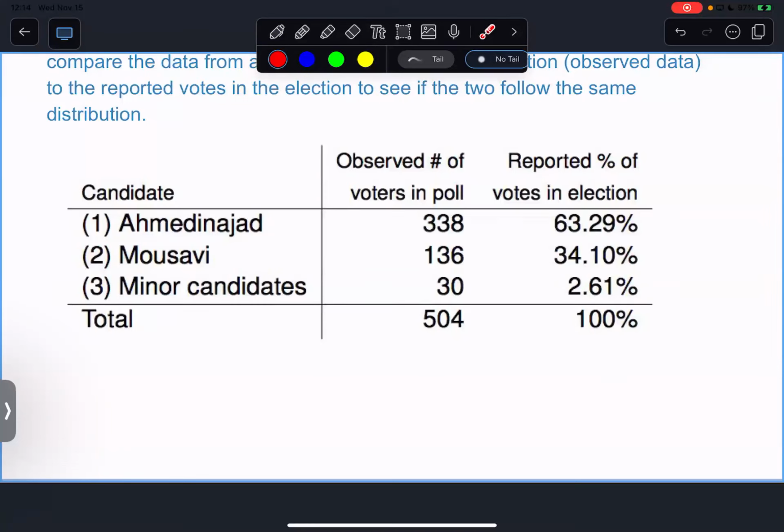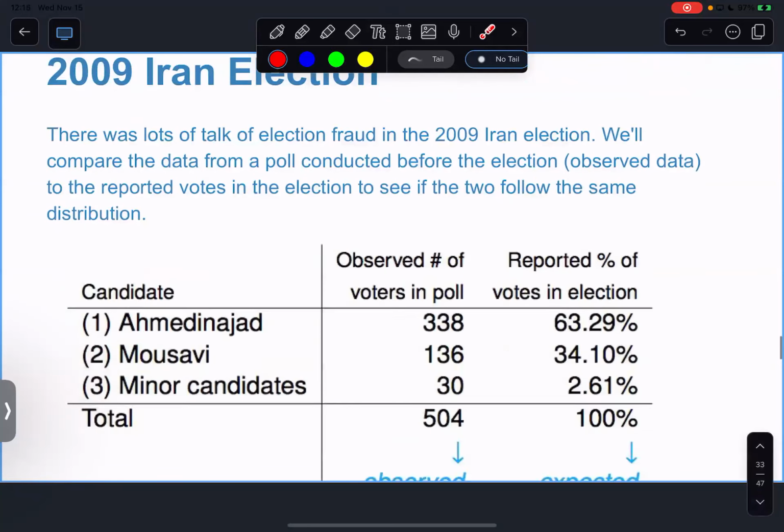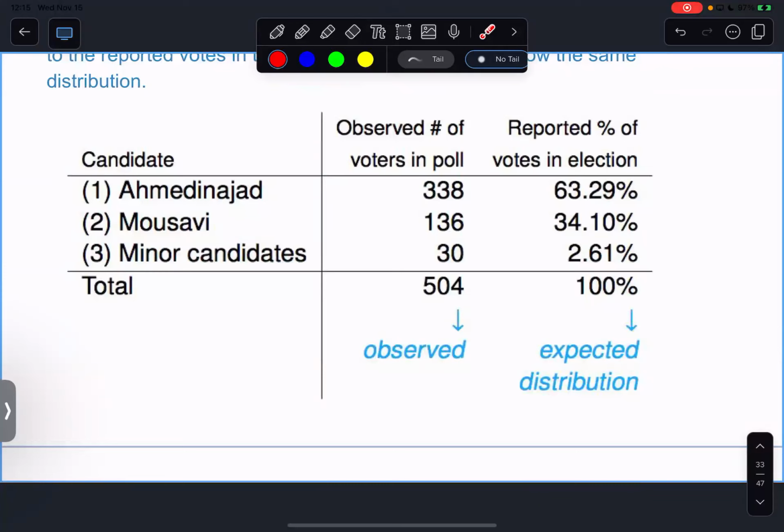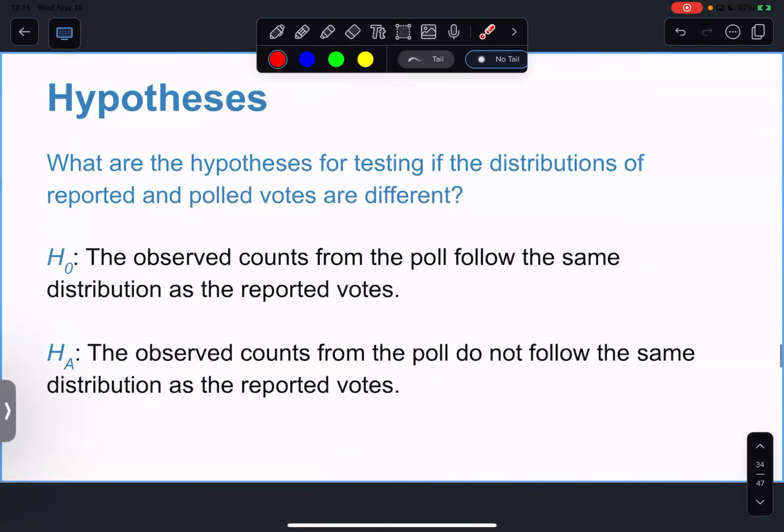So what we can do is we can compare 338 out of 504 to 63.29%, right? Or the other way, 63.29% of 504 gives us an expected count, right? And so now I'm taking my 504 and I'm spreading them out according to this distribution, not just evenly anymore, but according to this distribution. So we've got this expected distribution and our observed counts.